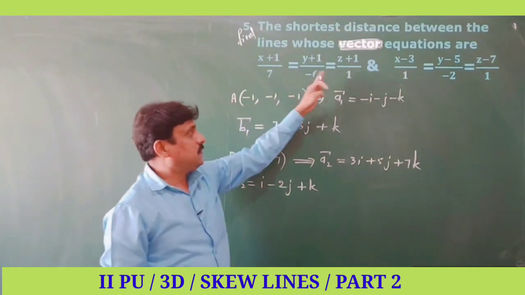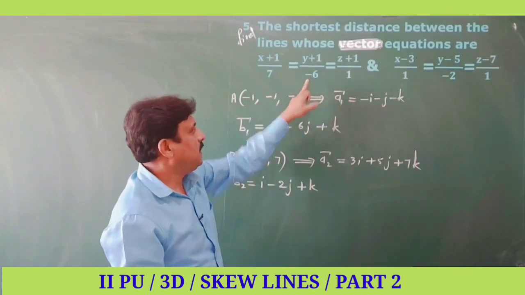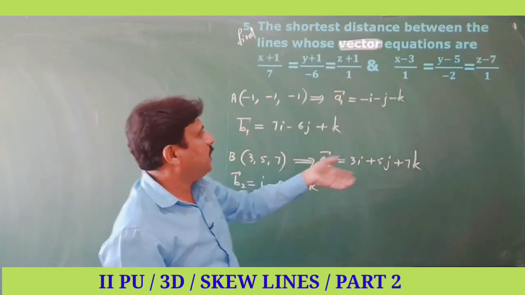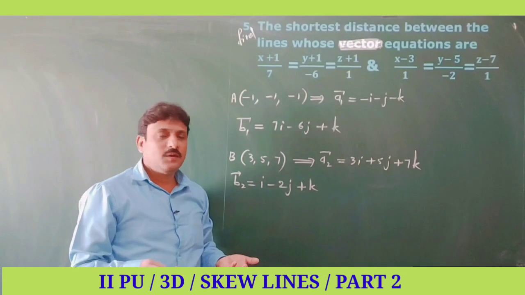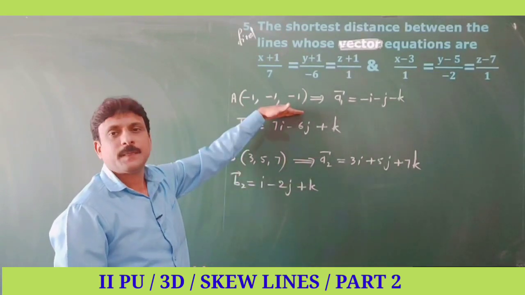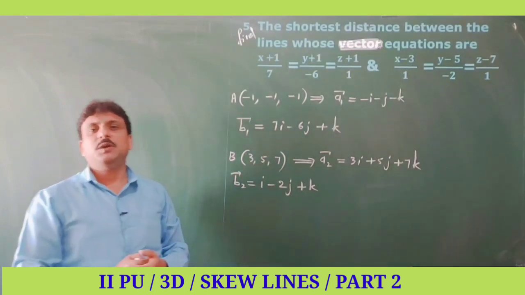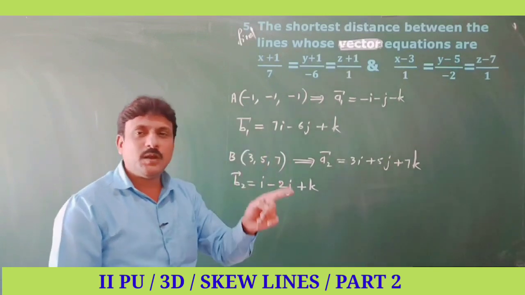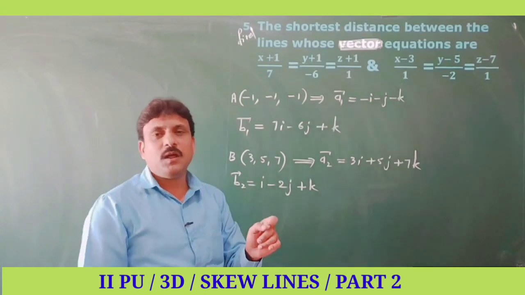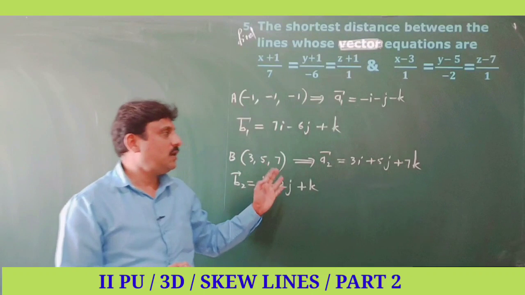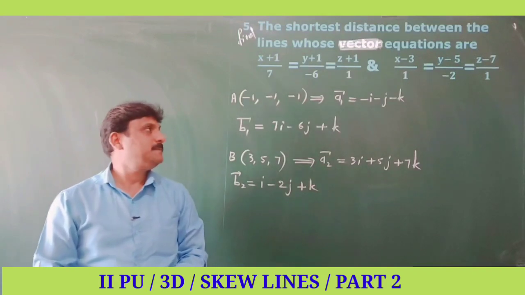Now 7, minus 6, 1 are the direction ratios of the first line, call that vector b1: 7i minus 6j plus k. Next b2: i minus 2j plus k. As usual, calculate a2 minus a1. Next calculate b1 cross b2. Next the magnitude of b1 cross b2. Next consider the formula b1 cross b2 dot a2 minus a1. Afterwards write the formula and substitute, and we get the shortest distance. Do it yourself.